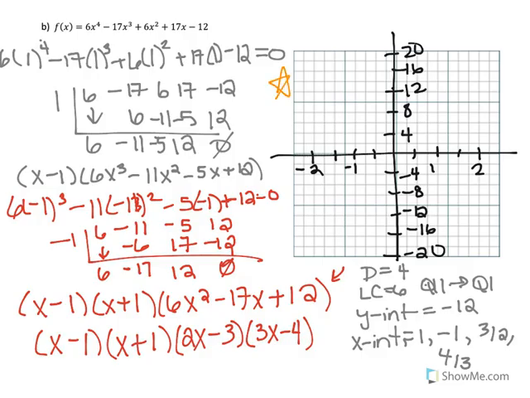We know it's going from quadrant 2 to quadrant 1, so we'll just keep that in mind. The y-intercept is at negative 12, so I'm going to just plot my point there. And our intercepts are at 1, negative 1, 3 over 2, which is 1.5, and 4 over 3, which is 1 1/3. So that's really small.